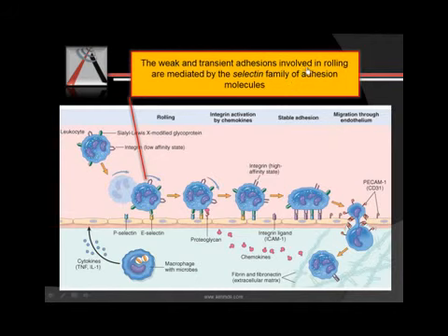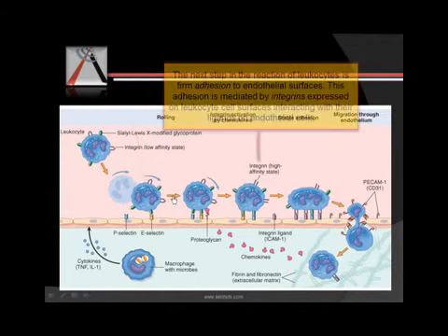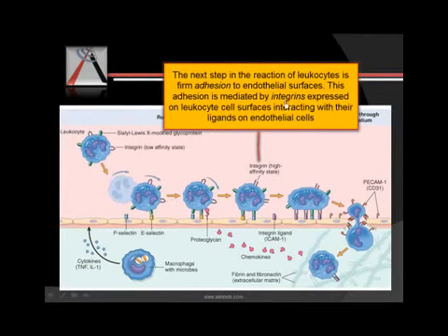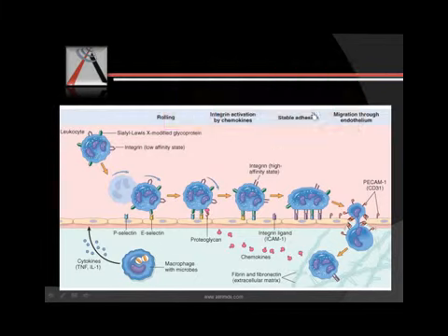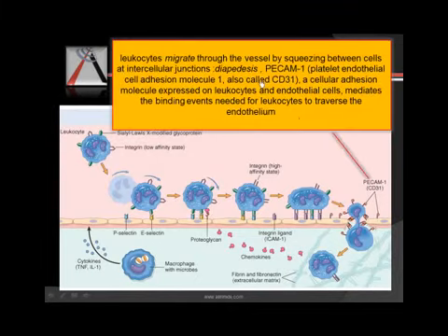So the weak and transient adhesion involves rolling. It is mediated by the selectin family. The next step is the firm adhesion to the endothelial surface, which is mediated by integrins. And then we have the migration of the PMNs by squeezing. This migration is also called diapedesis. So you have diapedesis here, and this PECAM-1 or CD31 molecule helps in the binding events which are needed for migration of the leukocytes.